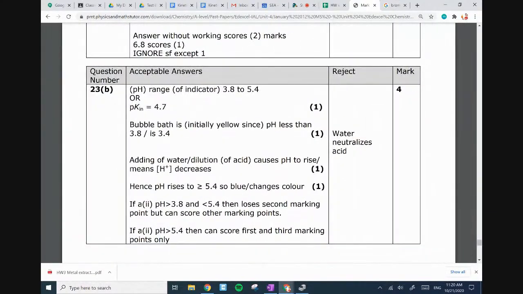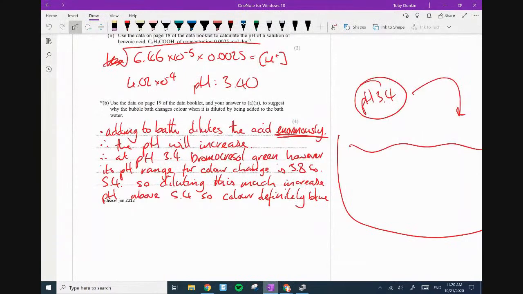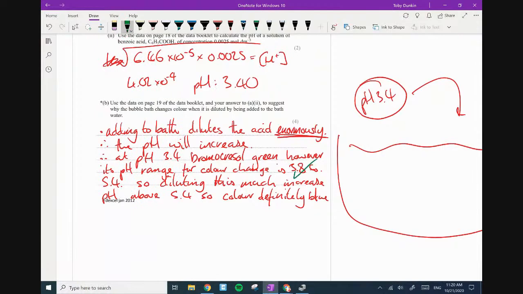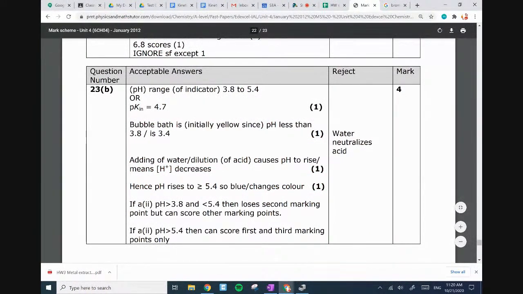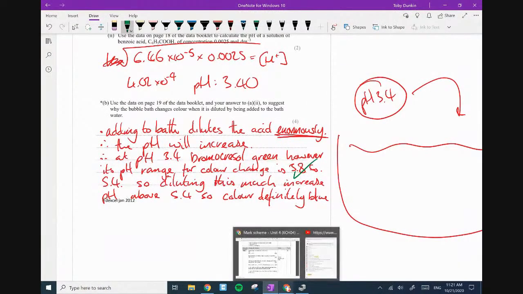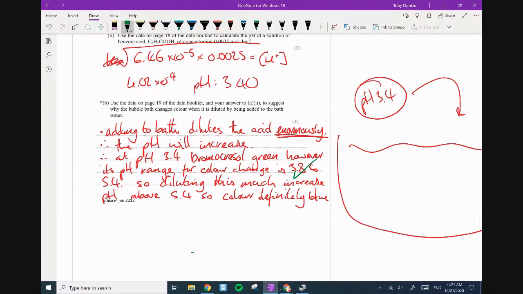The pH range of the indicator is 3.8 to 5.4. Yes, nailed it. Let's mark my answer. I love marking my answers. Next, the bath bubble bath is initially yellow since pH less than this. I like it. And it will increase. So diluting this much, color change definitely turns blue. I didn't mention the original color, did I? No. Original color. Oh no.